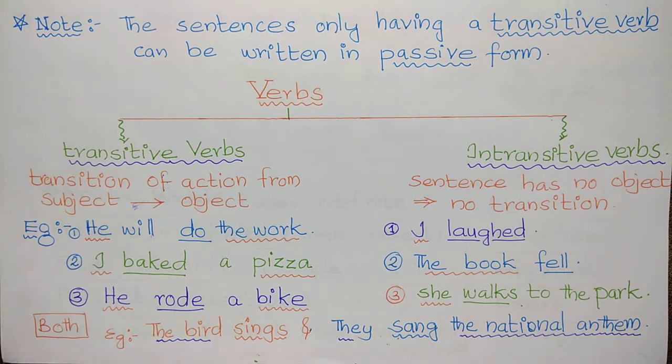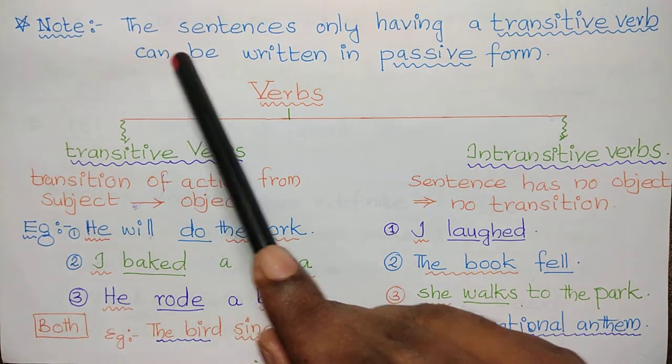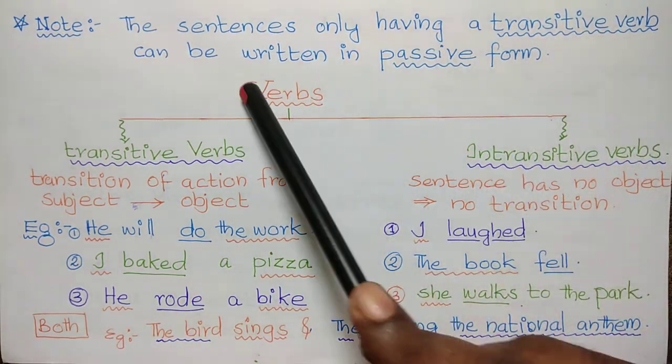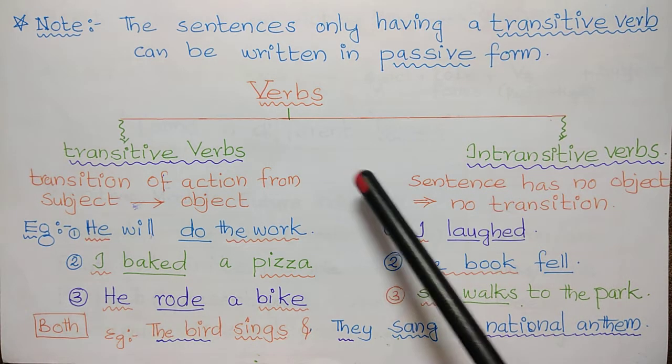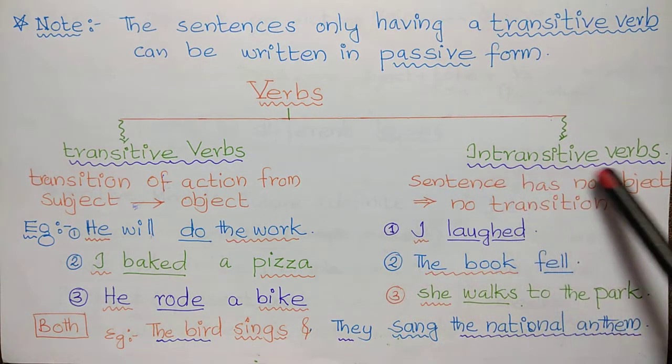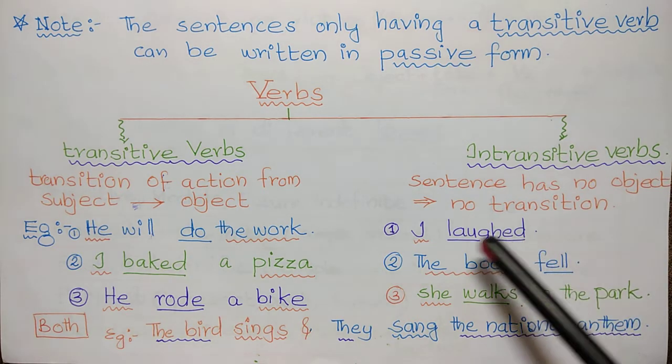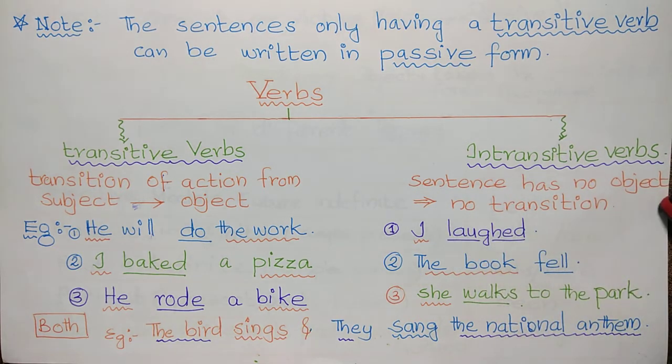So note down, the sentences only having a transitive verb can be written in passive form. It is obvious that intransitive verb sentences have no object.